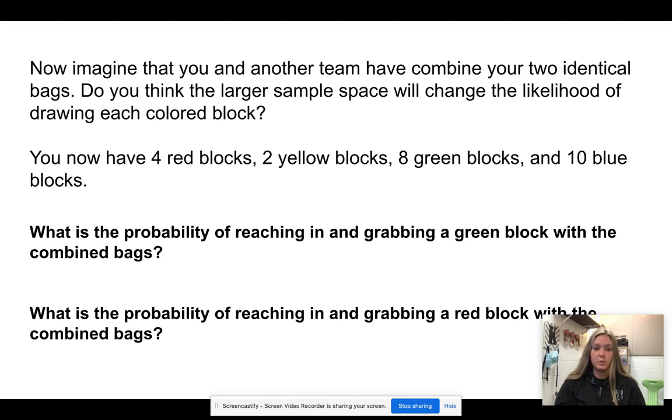So going back to the first question, grabbing a green block with the combined bags. We have 4 plus 2 plus 8 plus 10. We have a sample space of 24 now, 24 total blocks in the bag. And there are now 8 green blocks. So the probability of getting a green block with the combined bags is 8/24. The probability of grabbing a red block would be 4/24. So do we think that the larger sample space changed the likelihood of drawing each colored block?